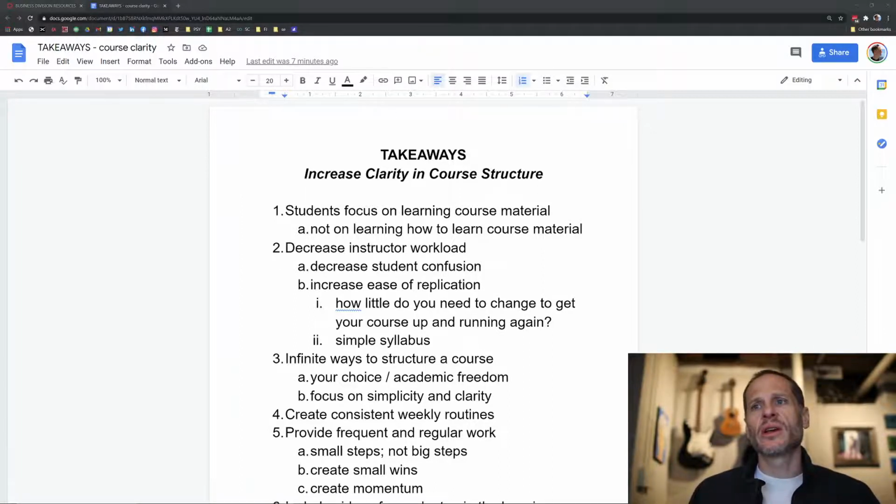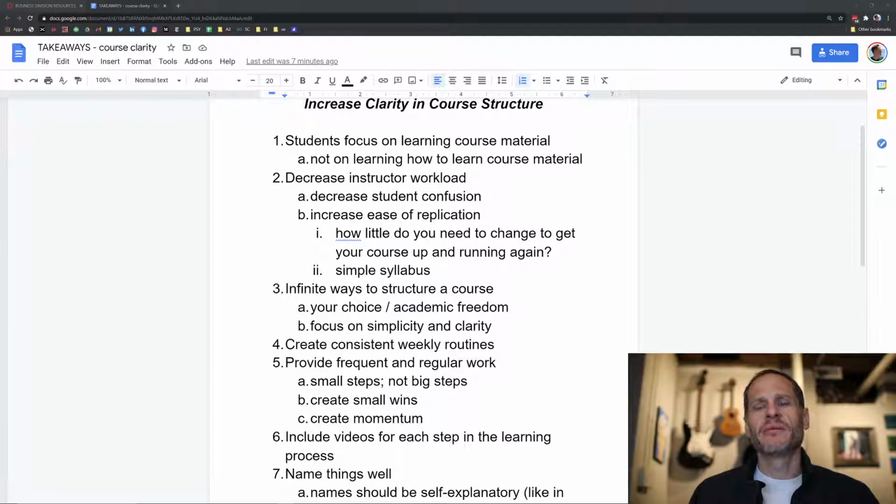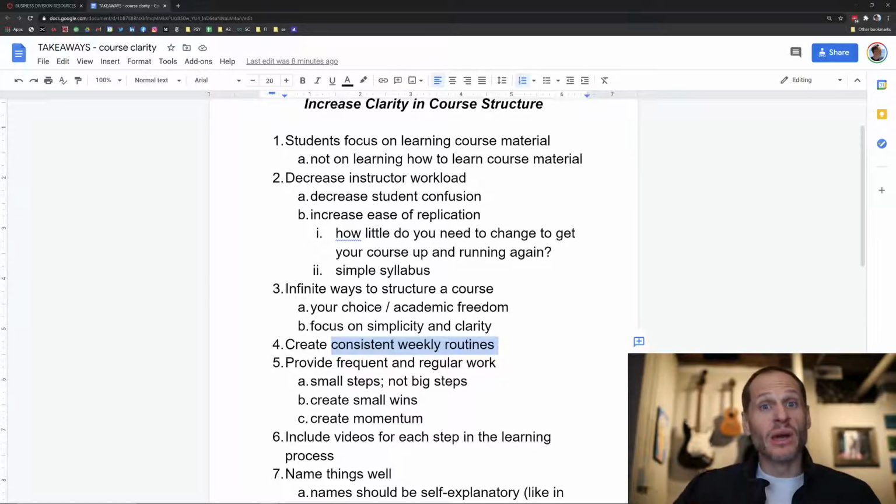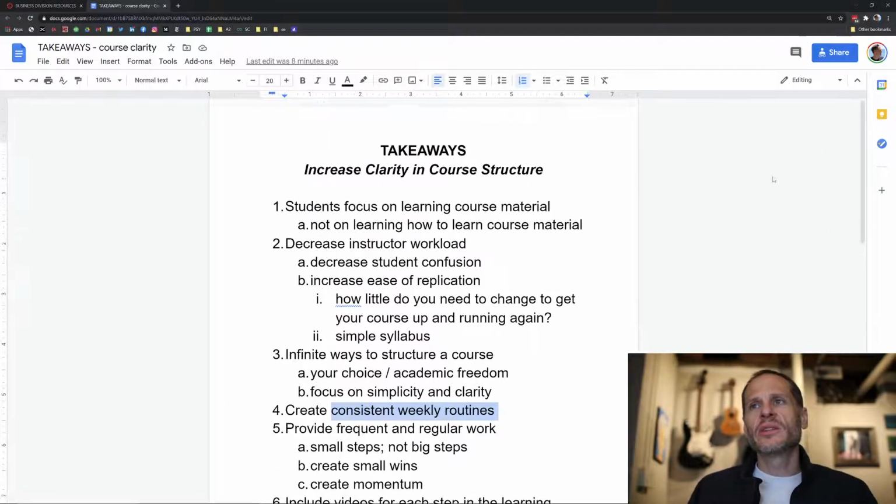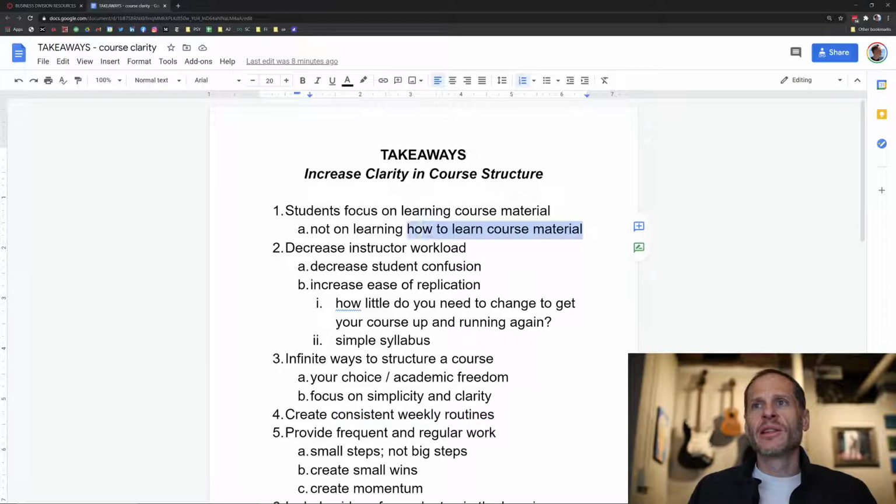And so one of the ways you could create simplicity and clarity for students is to create consistent weekly routines. So you don't want to have the students do too much figuring out during the first week, and you certainly don't want to have the students do too much figuring out every week, right? Like, I've seen online classes where week 1 we're doing all this stuff, and then week 2 it's totally different, and then it's totally different in week 3. And every week the students are having to spend a tremendous amount of time on learning how to learn the course material. They're like, what's going on this week? I'm confused.